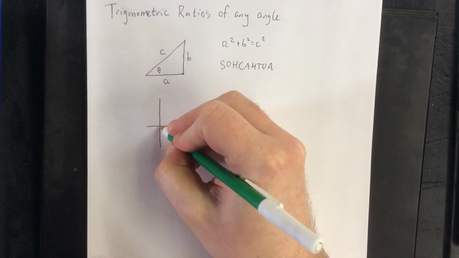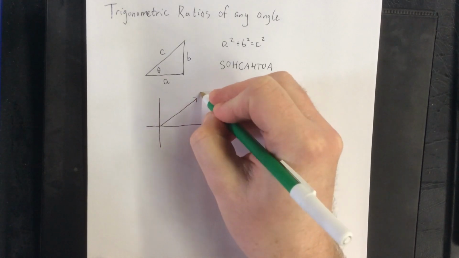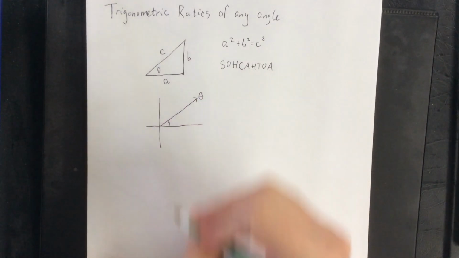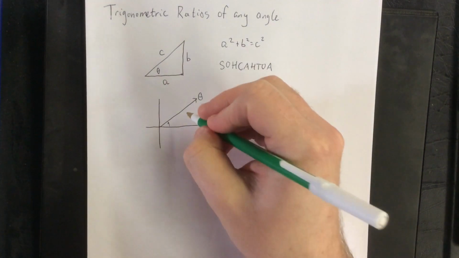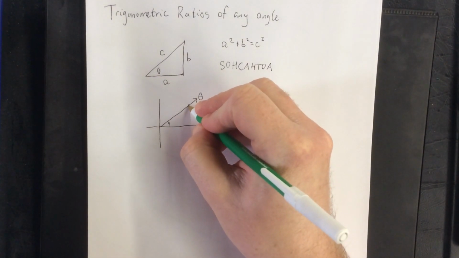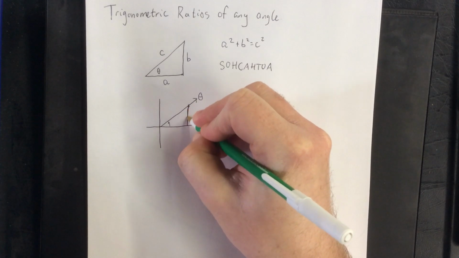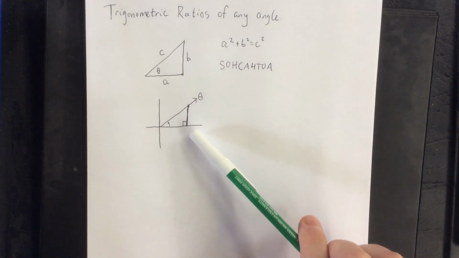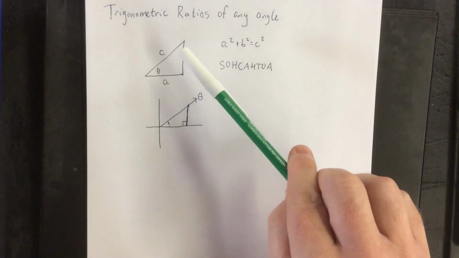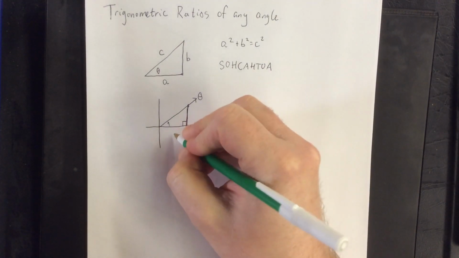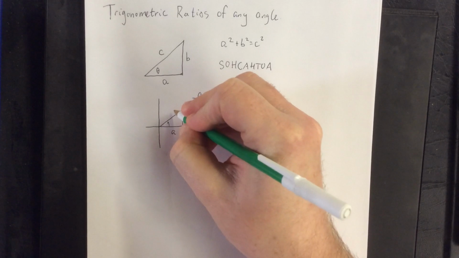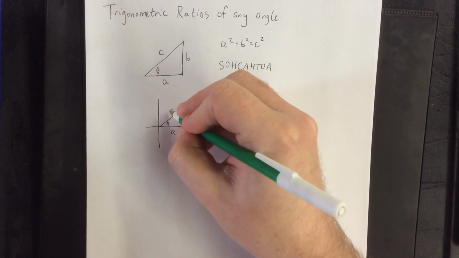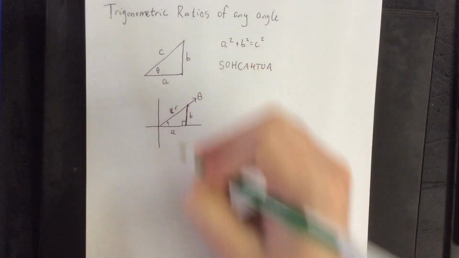If we were to draw a quadrant 1 angle and refer to it as theta, this would be an angle in standard position. We can create a reference triangle by connecting any point on the terminal side of this angle directly down to the x-axis. This creates a right triangle. You'll notice that the right triangle created here and the right triangle that we started with are awfully similar to each other, except instead of referring to this as C, I'm going to start referring to this as R.